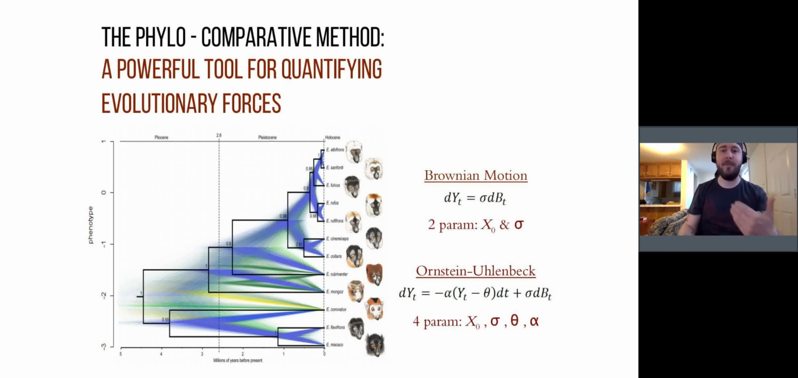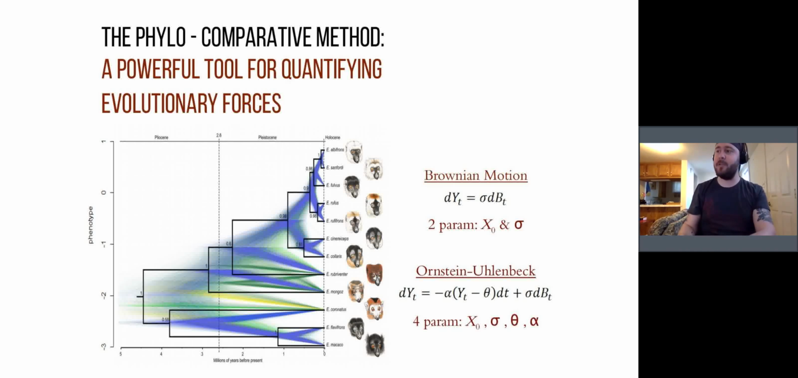But then you can fit different models. This would be just a basic Brownian motion model. You would only have two factors, your starting point, so there would be a value for the trait here. And as time goes on, this trait would diverge according to the amount of drift, according to how fast mutations or drift accumulate in this species. So that's just a single model with two values to estimate.